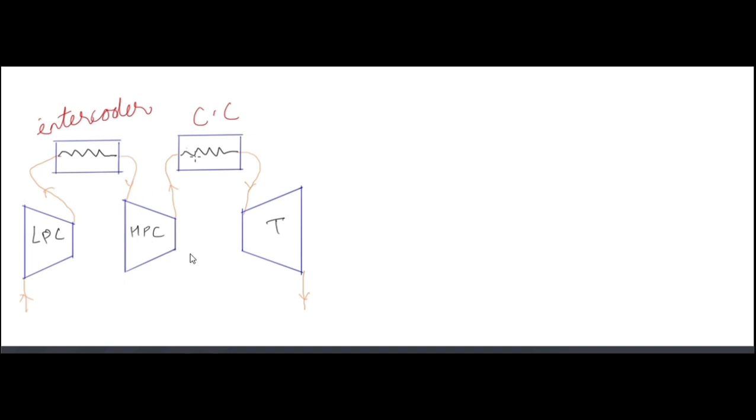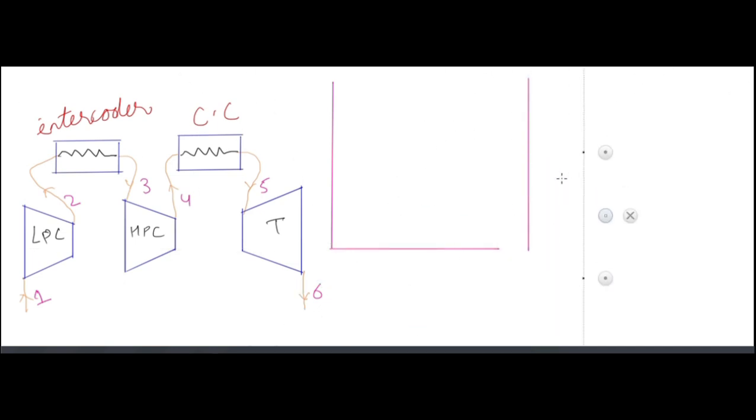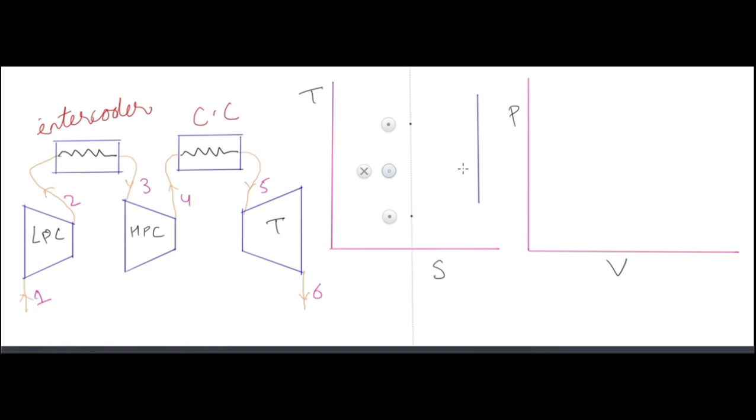From this high pressure compressor, the compression is done, and this compressed air goes into the combustion chamber, gets heated, and enters the turbine, where the expansion work happens and we get the output from the turbine, and finally the heat is rejected into the atmosphere. So this is the TS diagram and this is the PV diagram.